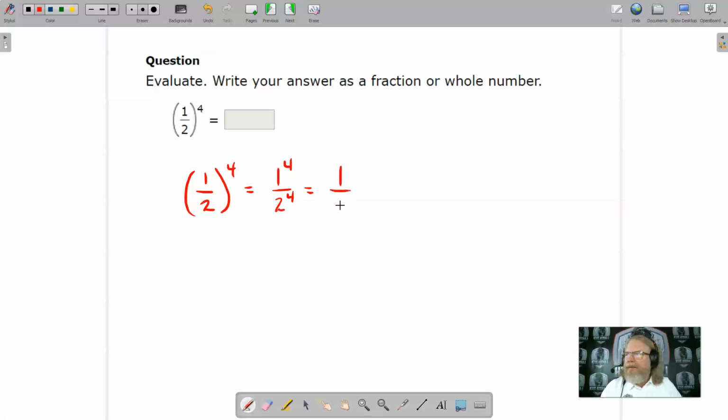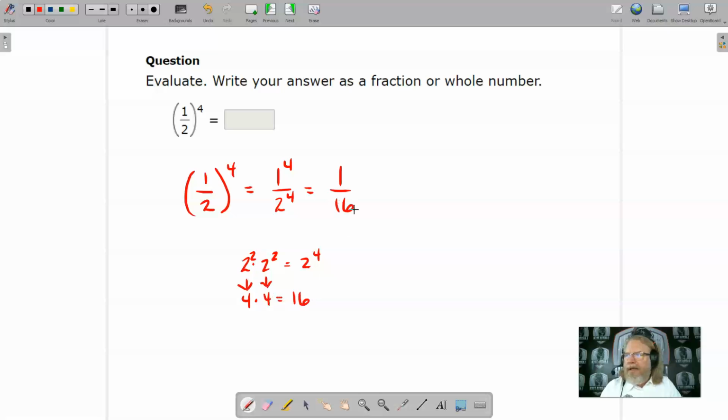And then 2 to the 4th. Well, think of it as 2 squared times 2 squared, right? Because we know that if we were multiplying these together, we'd still get 2 to the 4th, so it's the same thing. So 2 squared is 4, and the other 2 squared is 4, and then 4 times 4 is 16.